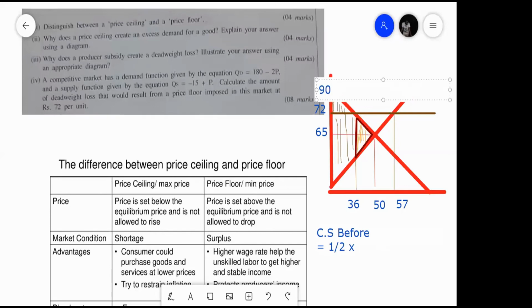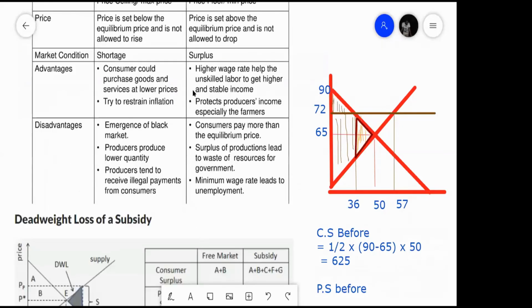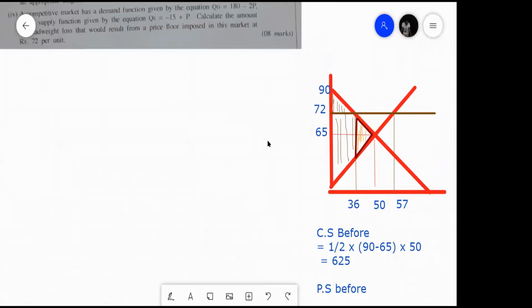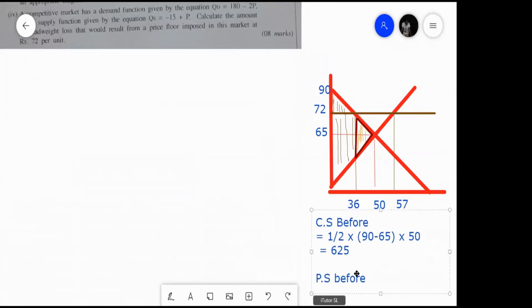So consumer surplus before was half, that is 90 minus 65 multiplied by the quantity of 50. How much do we get? 625. Okay, 625. What is the producer surplus before? Okay, I'm running out of space now. Give me a second. Okay, producer surplus before, how much do we get? 1250. Okay, so producer surplus before, you all are saying it's 1250.